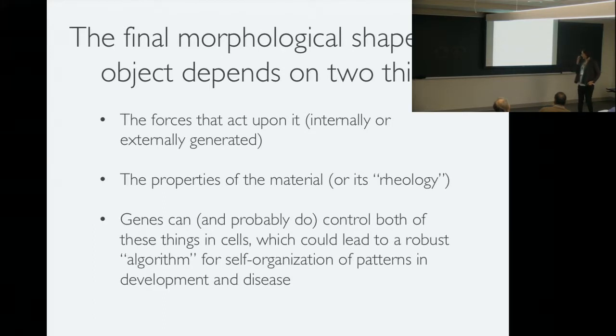And the other point that I want to make is that I'm not going to be talking very much about genes today, but the reason I think this way of thinking about things is useful is that genes control both of these things in cells, both the forces that are generated and the mechanical properties of the material. And so by organizing things into these buckets, like what genes affect the rheology of the material, what genes affect the forces, that can lead to a way of thinking about self-organization in patterns that has a smaller subset of parameters.